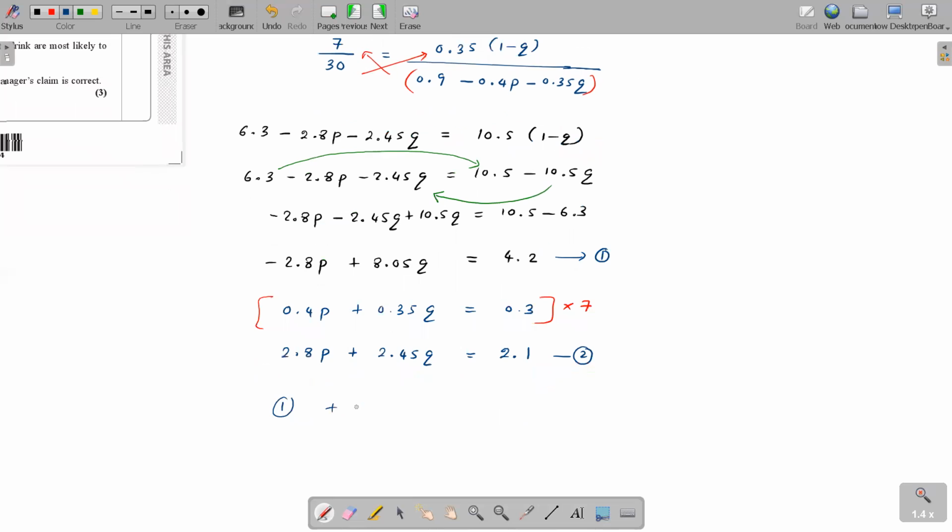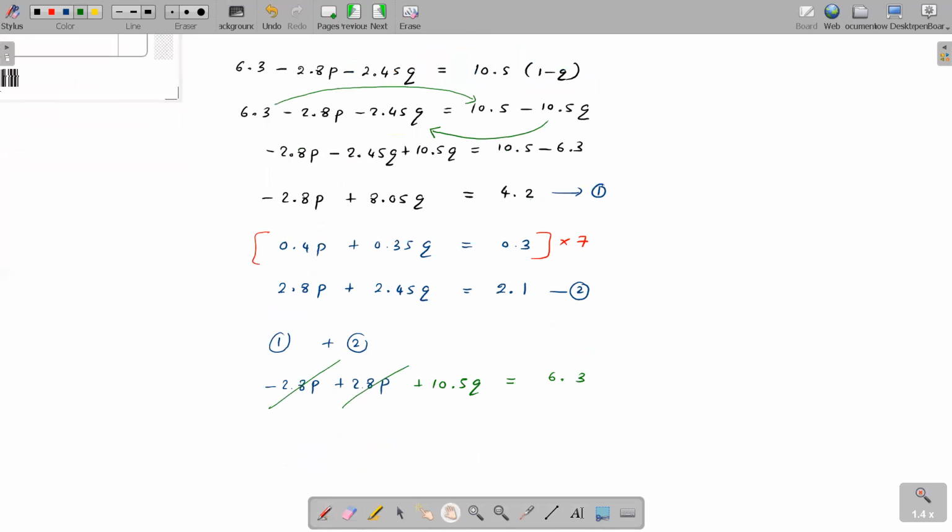So when you add them, do you see what happens? 2.8p and minus 2.8p cancel. And then what happens to the q values? Can you all add? 8.05q and 10.5q. And 4.2 and 2.1, when you're adding 4.2 to 2.1, 6.3, right? Then q is how much? 6.3 divided by 10.5.